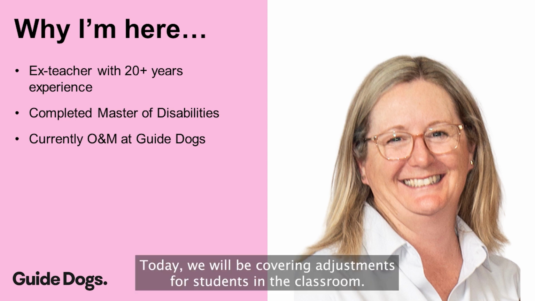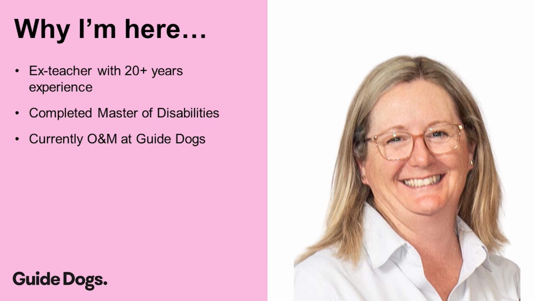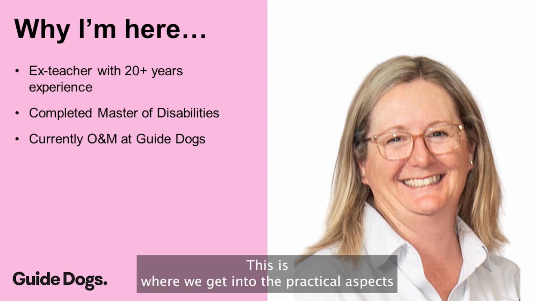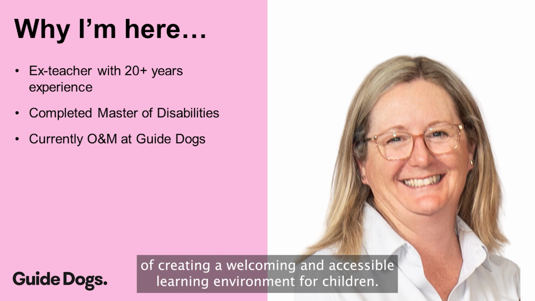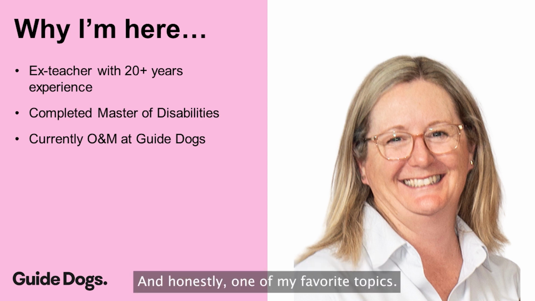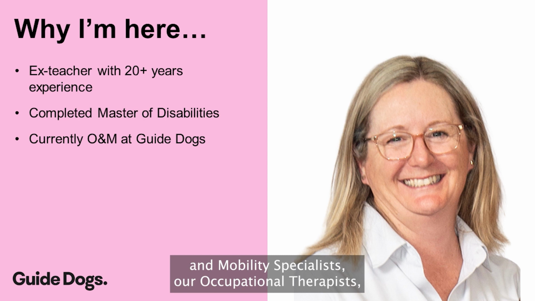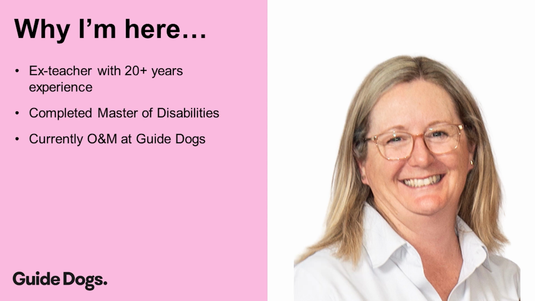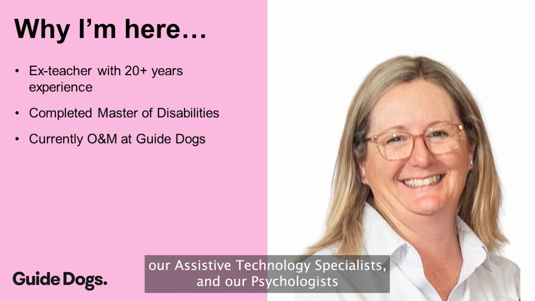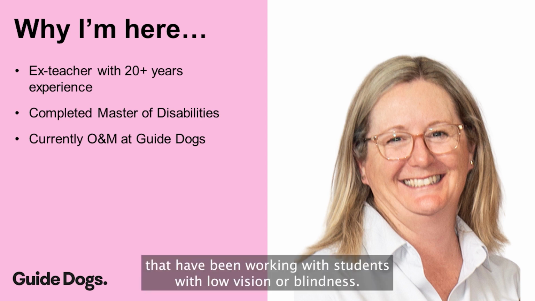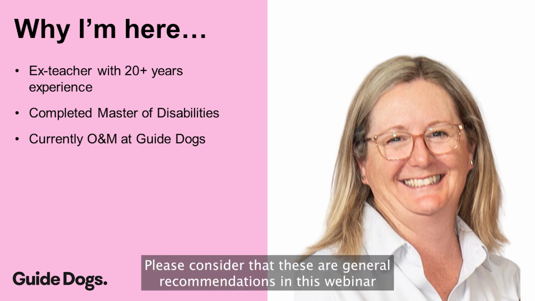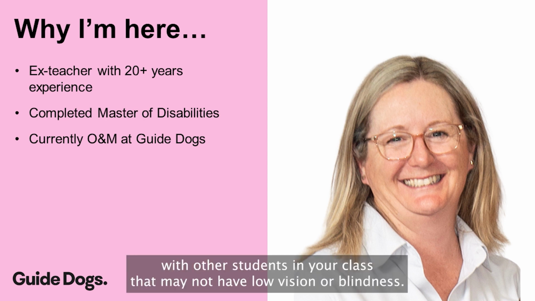All right, today we will be covering adjustments for students in the classroom. This is where we get into the practical aspects of creating a welcoming and accessible learning environment for children, and honestly, one of my favourite topics. These adjustments are recommendations that have been compiled by our orientation and mobility specialists, our occupational therapists, our assistive technology specialists, and our psychologists that have been working with students with low vision or blindness. Please consider that these are general recommendations in this webinar that can be used with other students in your class that may not have low vision or blindness.